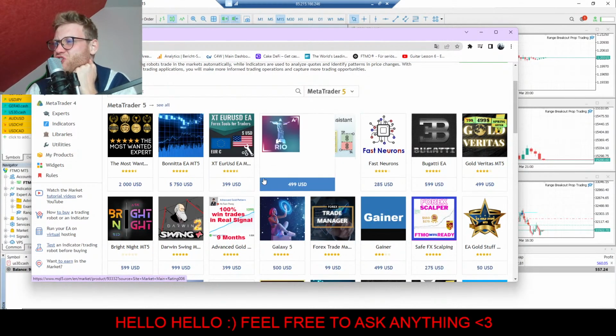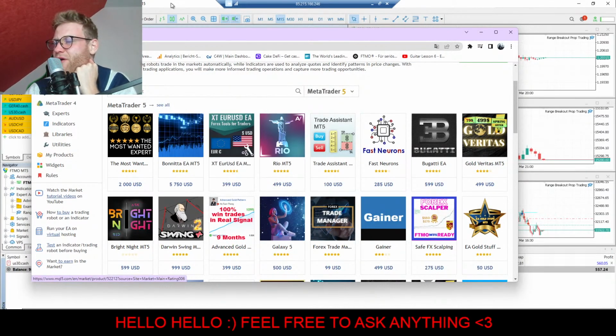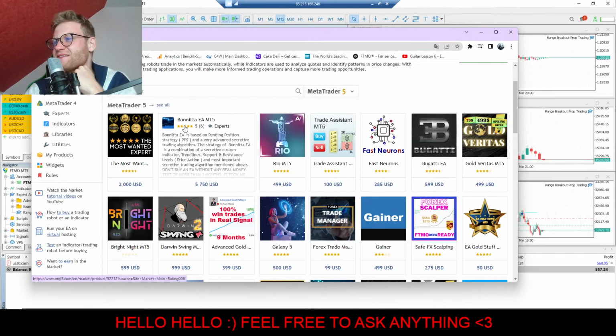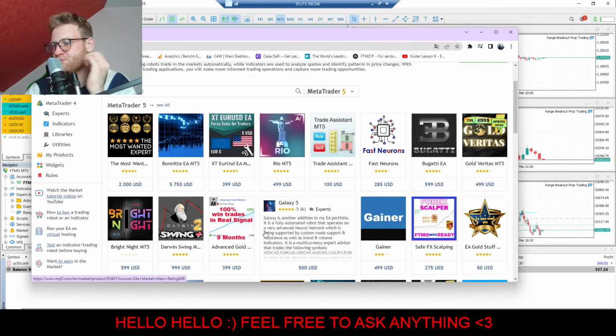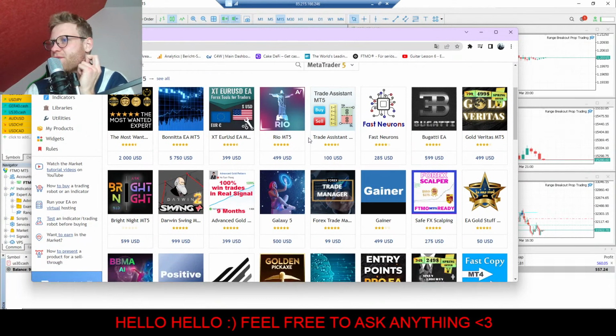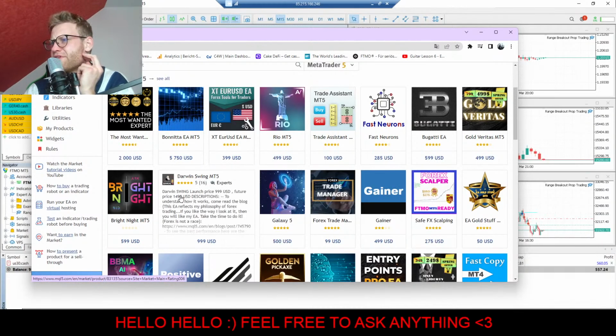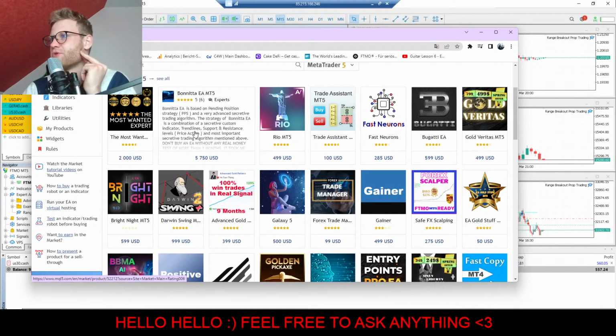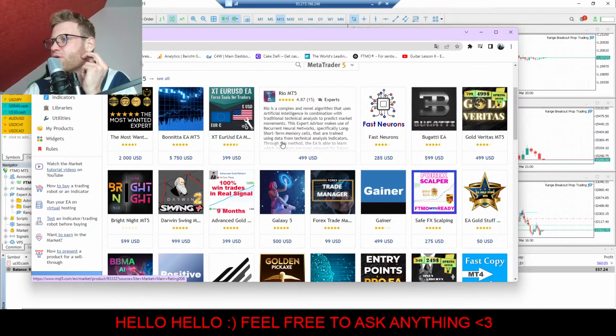The images change, the EAs change, and there are barely any EAs that can stay on the top list for two or three months. Some are on the top list for some weeks now. For example, the Darwin swing is around for a long time. Bonita is around for a long time. Trade Assistant is around for a long time.